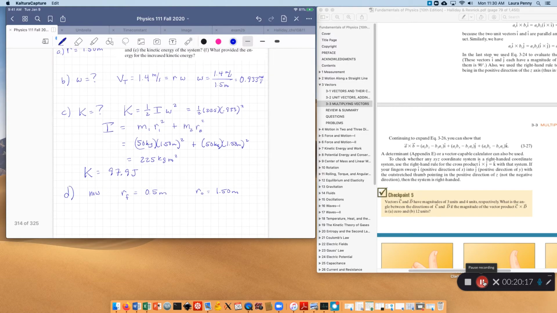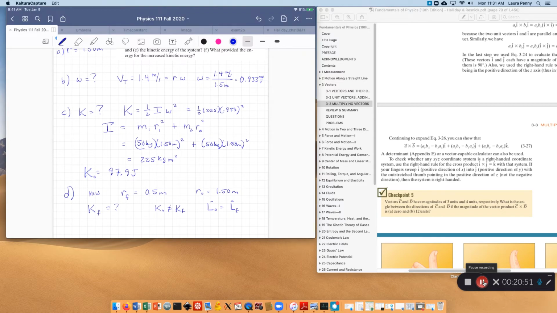And it wants to know what's the new kinetic energy, right? So the kinetic energy is not conserved here. We're going to call this our initial. K initial is not equal to K final. What's conserved here is angular momentum, right? Angular momentum is conserved.